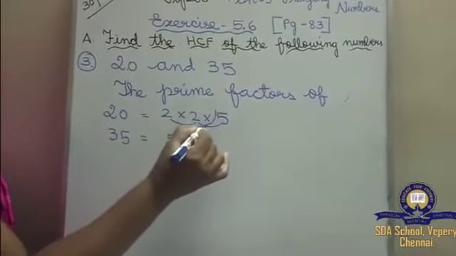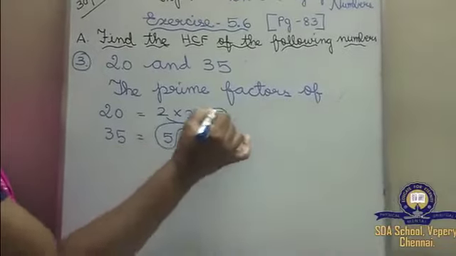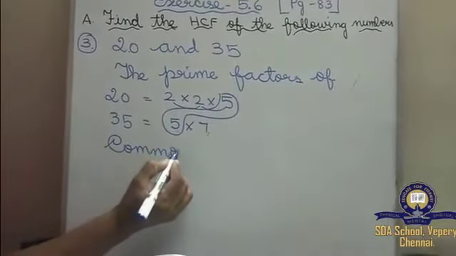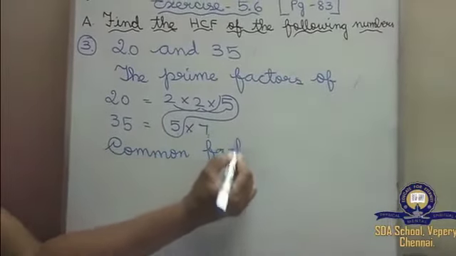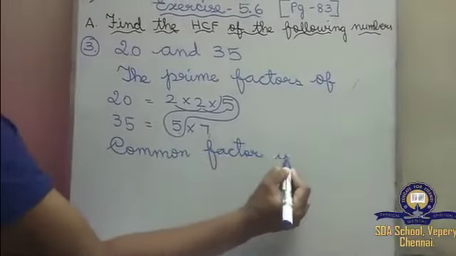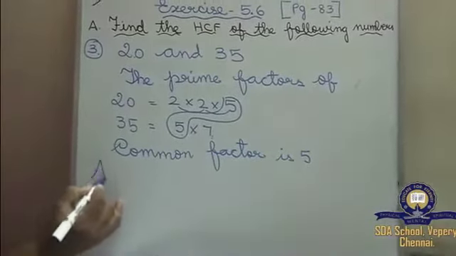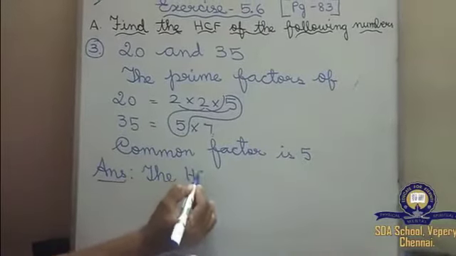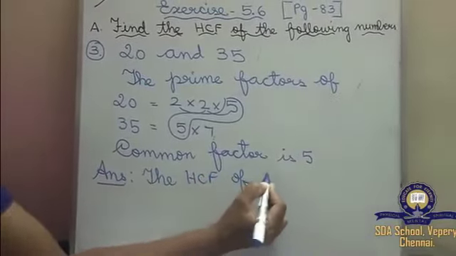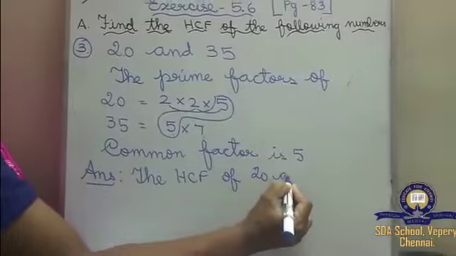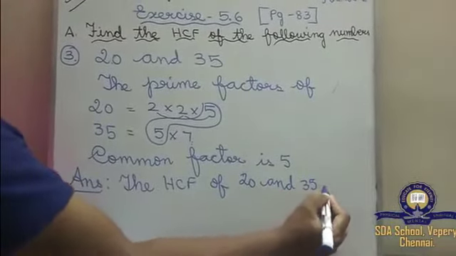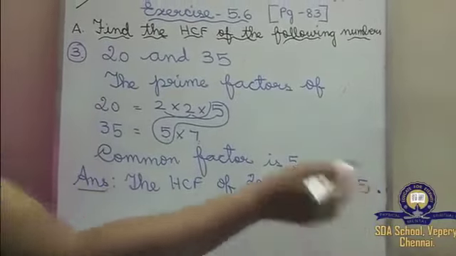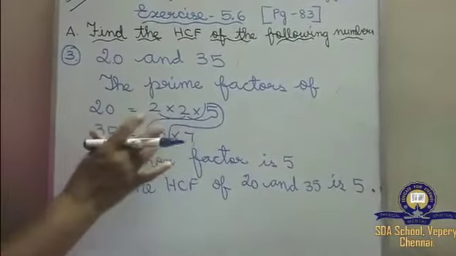So what is the common factor, children? Only this 5 is the common factor. Common factor is 5. So what's the answer, children? The HCF of 20 and 35 is 5. The highest common factor is 5. Okay, children, you have to be thorough in the prime numbers, and you have to do this sum.